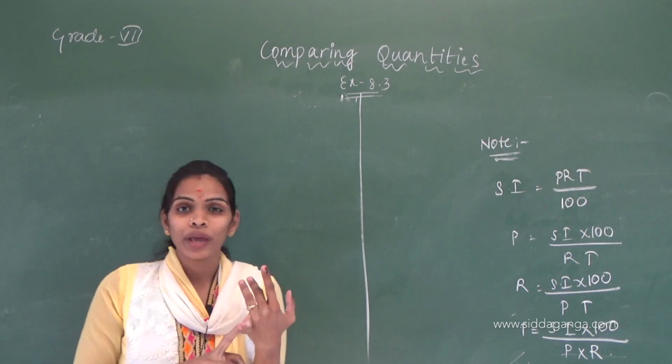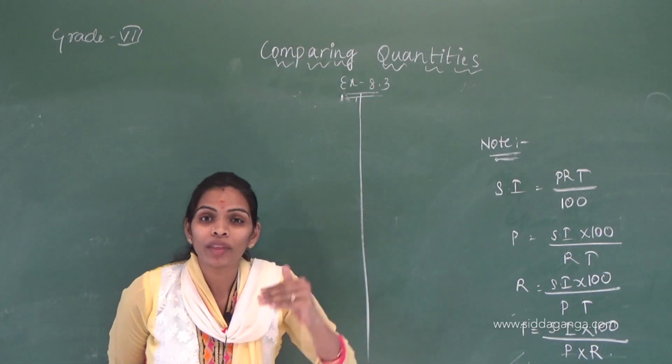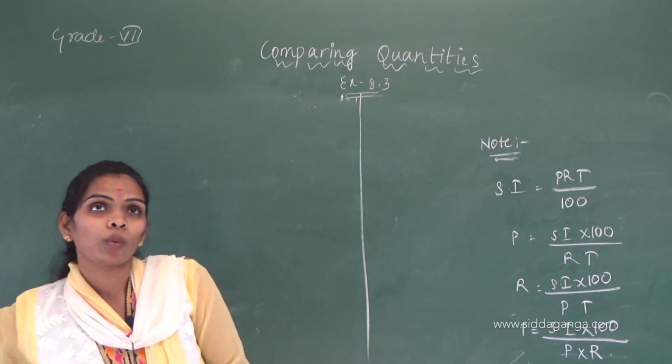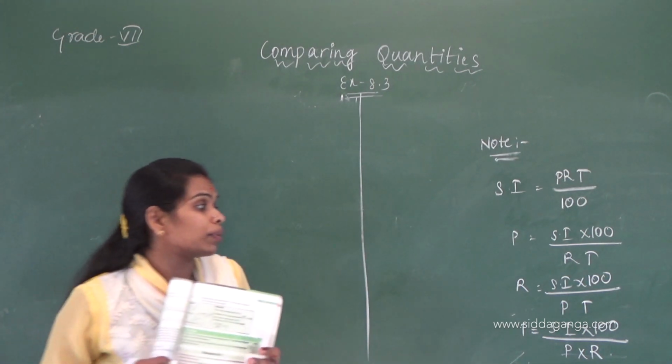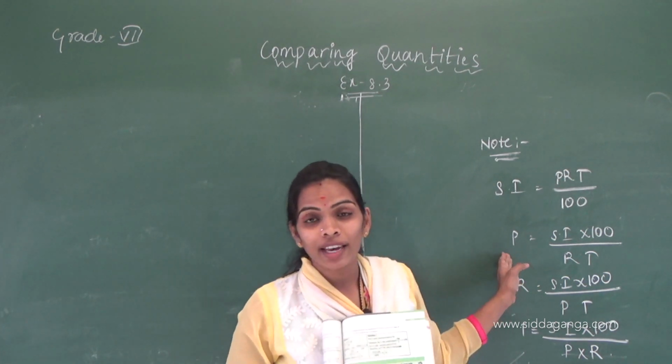In yesterday's class we discussed how to find the loss or profit of a particular item if they give the percentages, correct? In this class we are finding simple interest, rate, time and principal of a given amount.